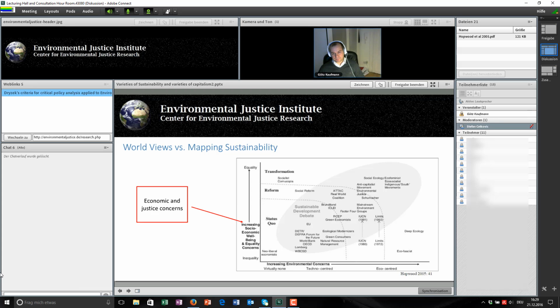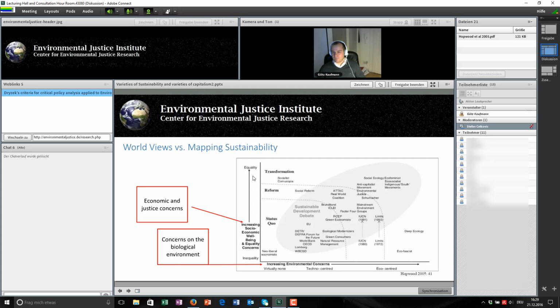So what we see are two axes, and one axis, as indicated here, refers to the economic and justice concerns. So they see equality and increasing socioeconomic well-being as one angle to measure sustainable development. And as a second one, which is a little more complex, the concerns on the biological environment, but this goes in three steps. So you have no concern, and you have a techno-centered viewpoint, and this at the end of the axis is the eco-centered.